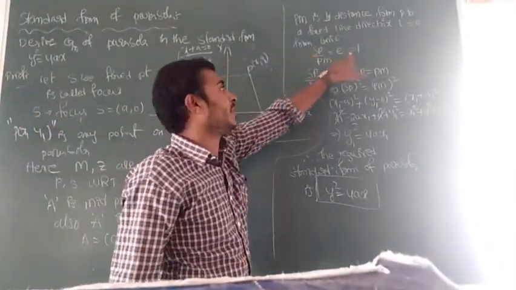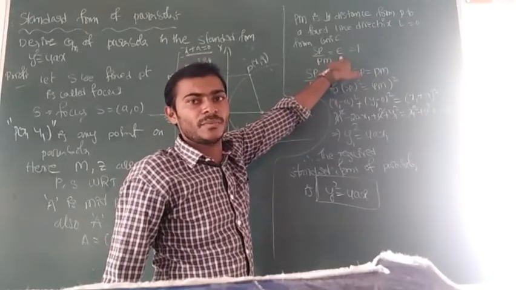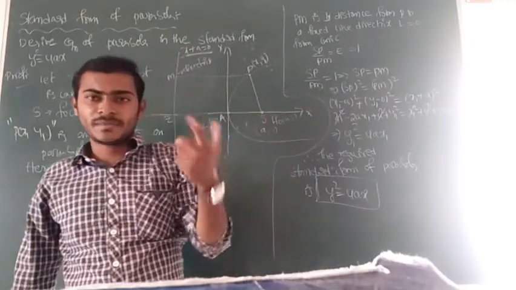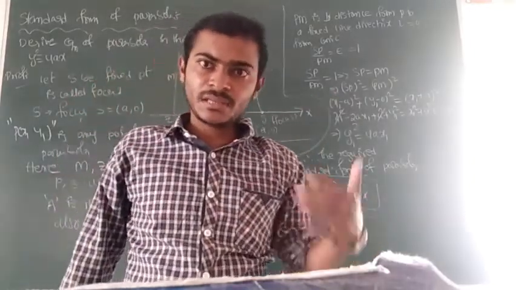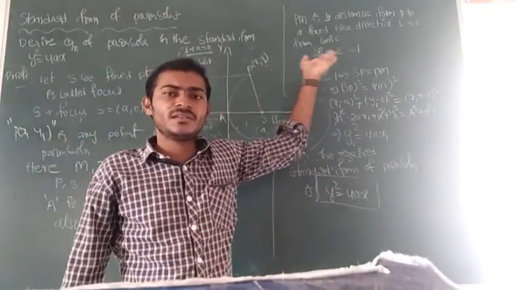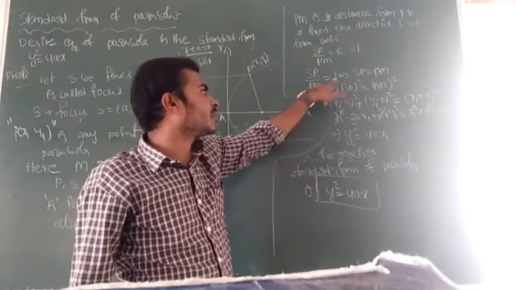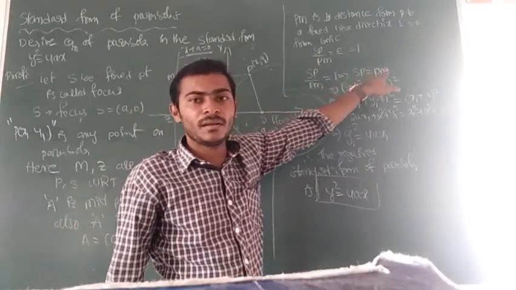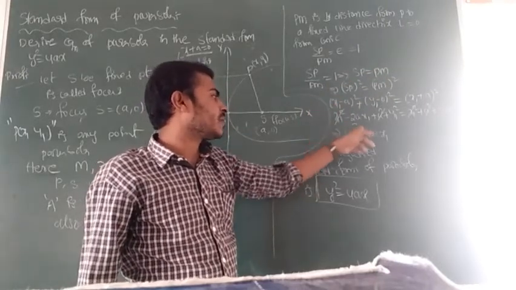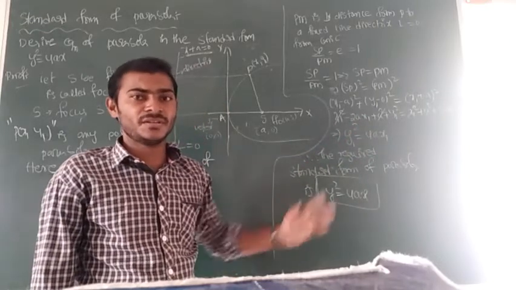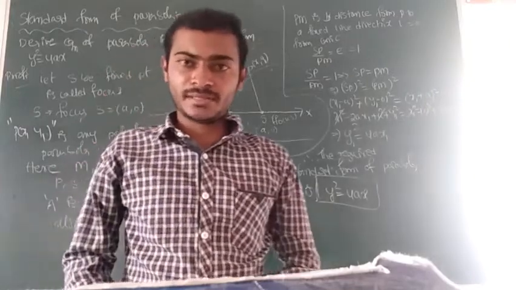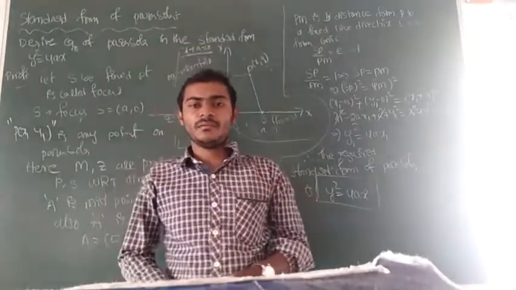So SP by PM equal to E, the constant ratio by conic. Depending on the E value, if E equal to 1 it's a parabola, E less than 1 it's an ellipse, E greater than 1 it's a hyperbola. We are discussing parabola, so E equal to 1. Now SP by PM equal to 1 and SP equal to PM. Squaring on both sides and simplifying, we get y square equal to 4ax. So the standard form of parabola is y square equal to 4ax.